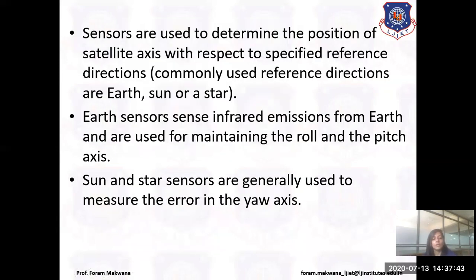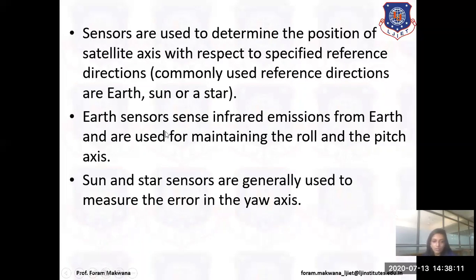Now, sensors are used on the satellite to determine the position of the satellite axis with respect to the specified reference direction. But which reference direction are we going to use? These are with reference to Earth, Sun, or star.